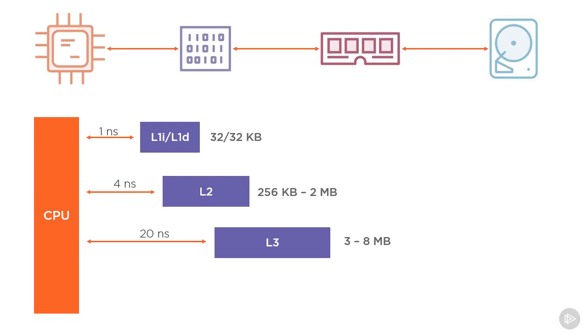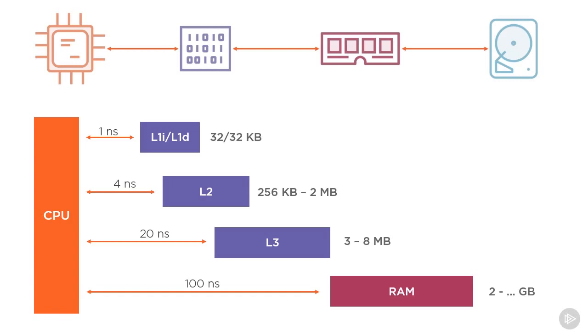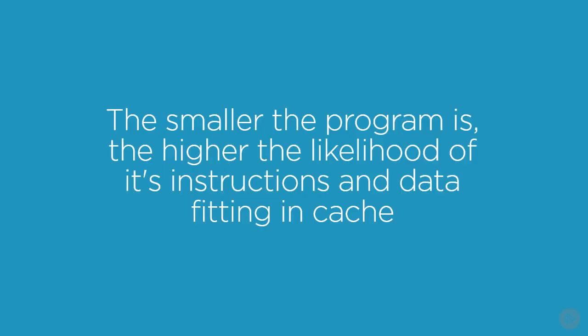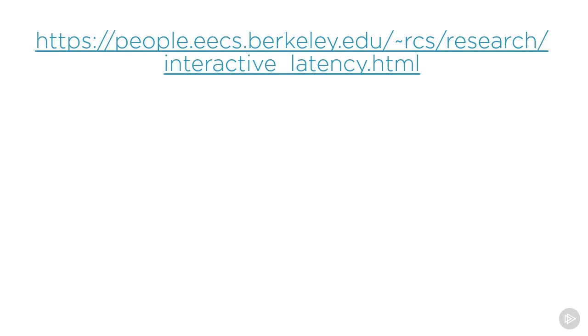The other thing to note with the L3 cache is that in a multi-core system, the L3 cache is typically shared amongst all the cores. Some systems have an L4 cache, but it's not commonplace at the time of this recording. Cache misses will cause the CPU to have to fetch instructions from main memory, which could take approximately 100 nanoseconds. This is one of the reasons why smaller programs typically run faster, because the smaller the program is, the higher the likelihood of its instructions and data fitting in cache. So if you've ever needed an excuse to not write code or to delete code, I'm giving you one right now. Write less code. It'll run faster.